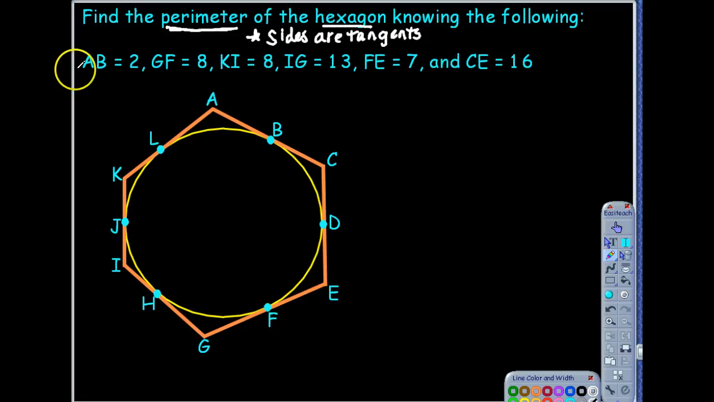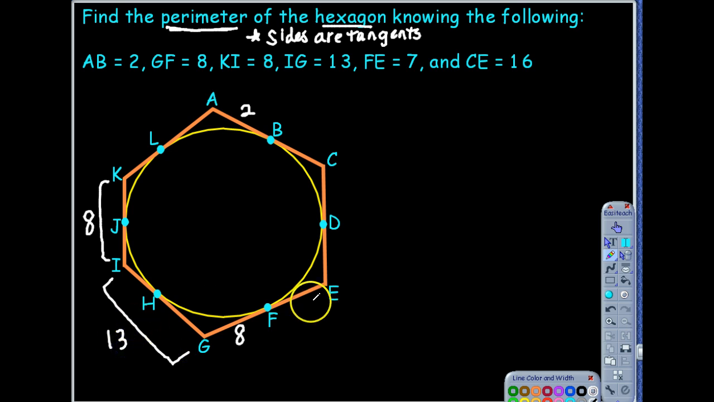That's what I'd start with. They gave you segment AB is 2. Now, segment AB is not an actual side length, but it's part of a side. GF, same deal, part of the side. KI is a whole side, right here. That is a full side. I was looking up here, and that's where 8 is. KI, and then IG is a whole side as well. So that helps a little bit.